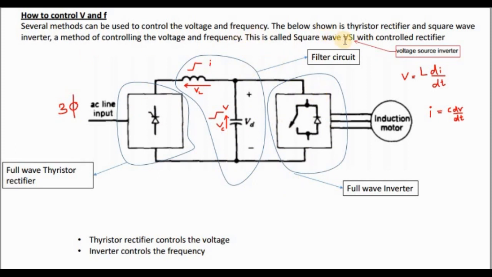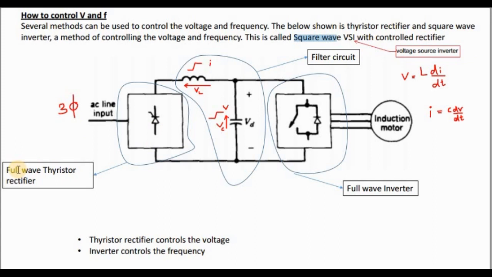This is called a square wave. A square wave means you generate a square wave for this induction motor. VSI means voltage source inverter. This is a voltage source inverter with controlled rectifier. This is the rectifier. Since we use thyristors, this is controlled.